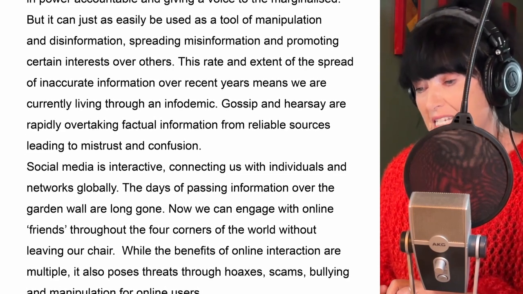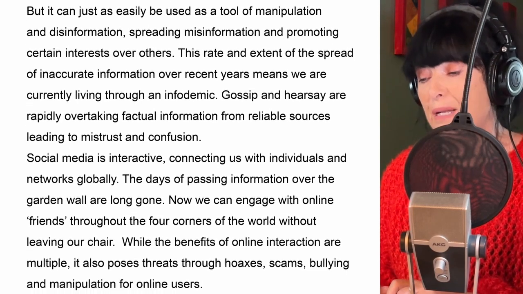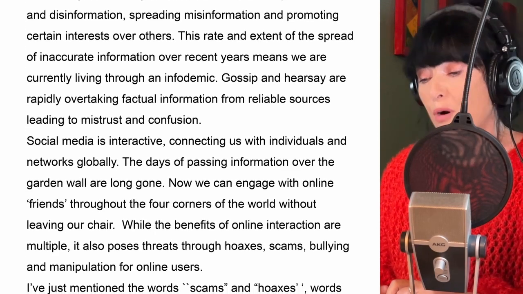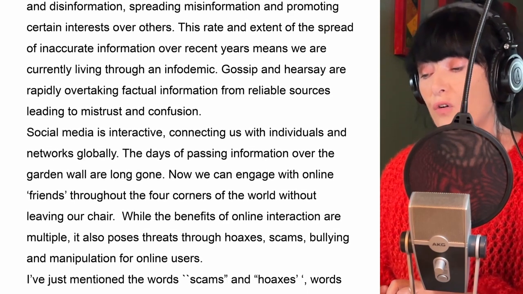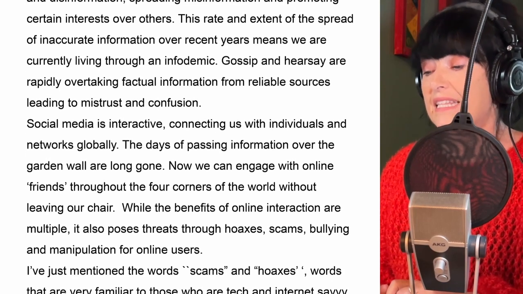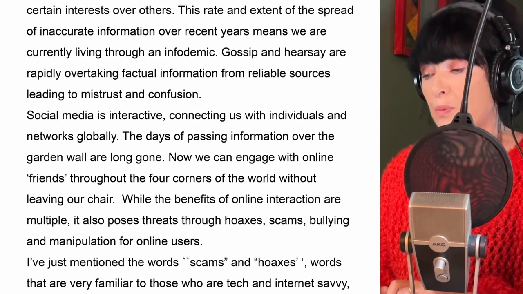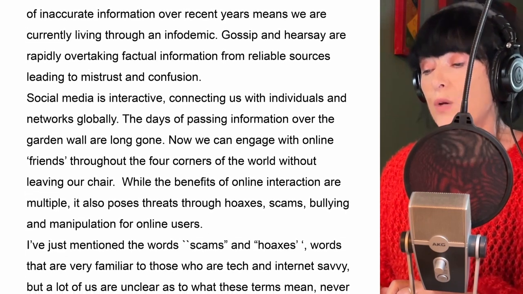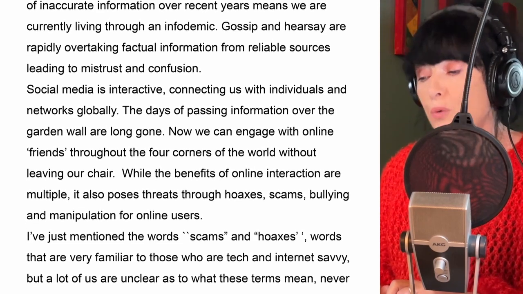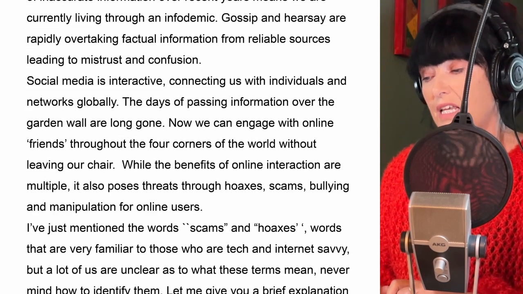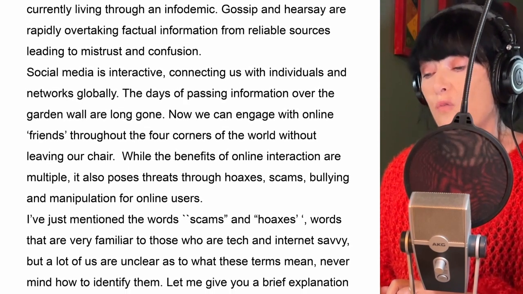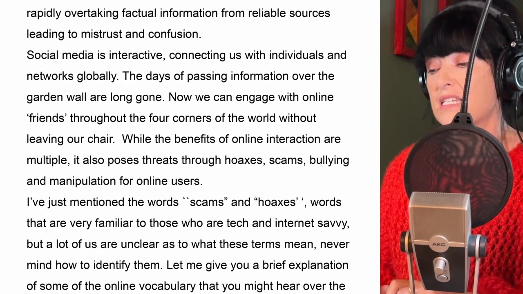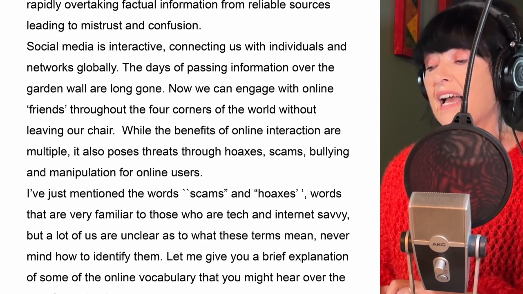But it can just as easily be used as a tool of manipulation and disinformation, spreading misinformation and promoting certain interests over others. This rate and extent of the spread of inaccurate information over recent years means we are currently living through an infodemic. Gossip and hearsay are rapidly overtaking factual information from reliable sources, leading to mistrust and confusion.